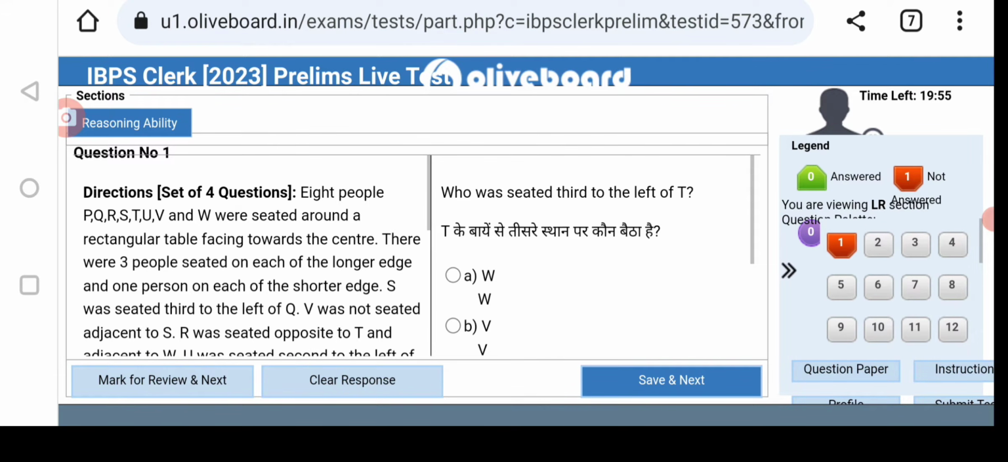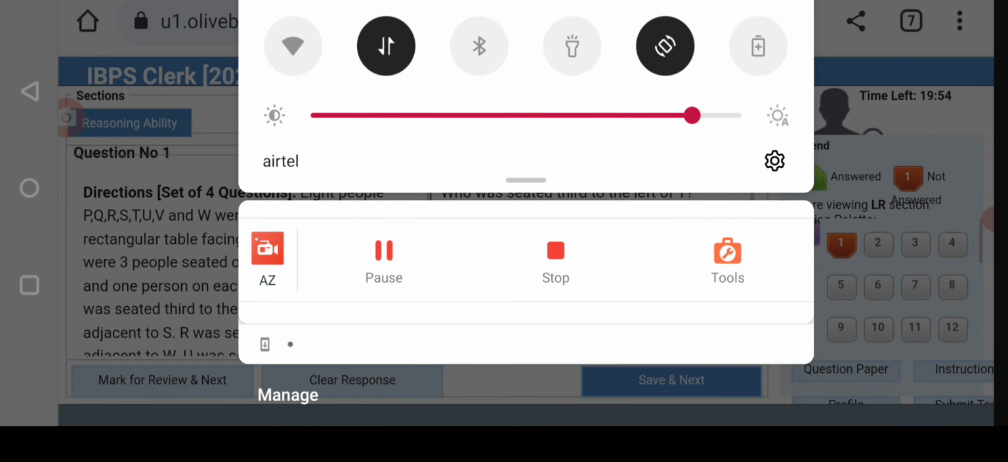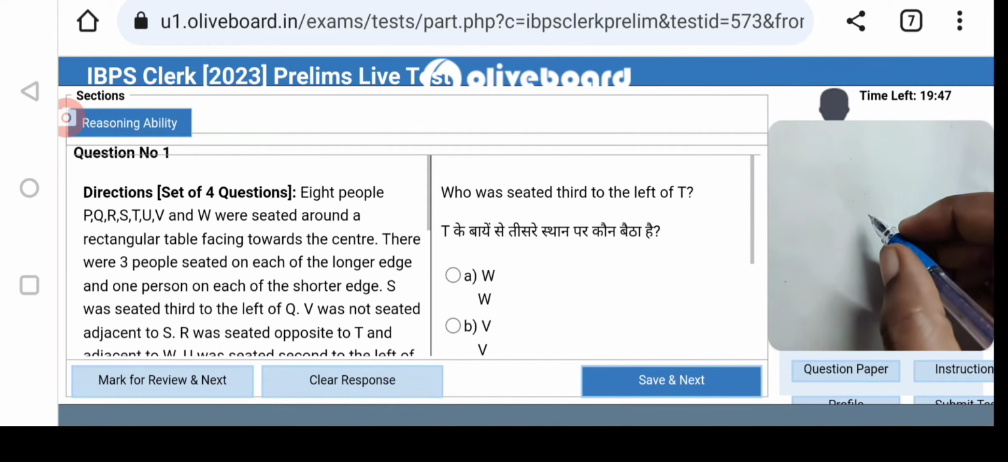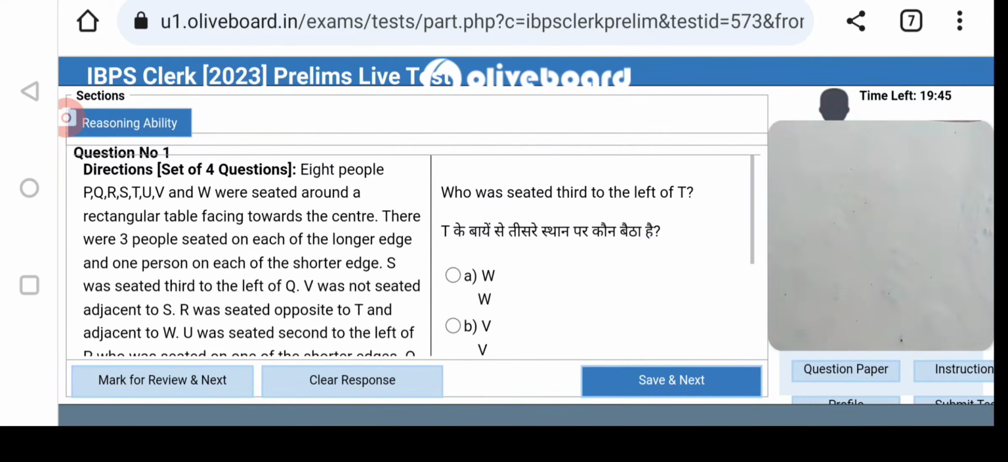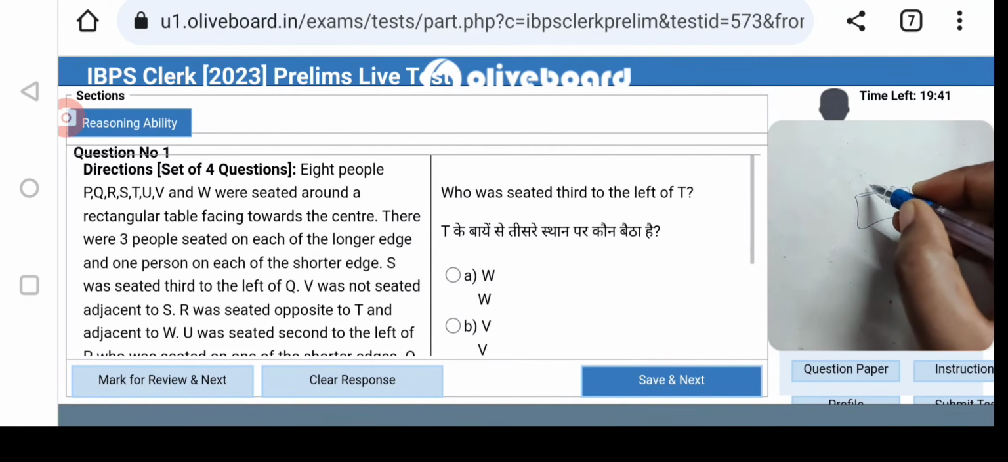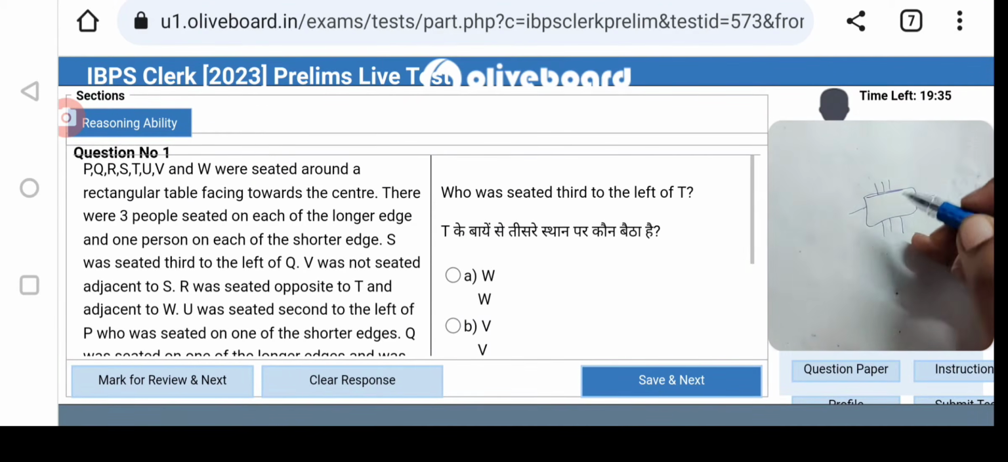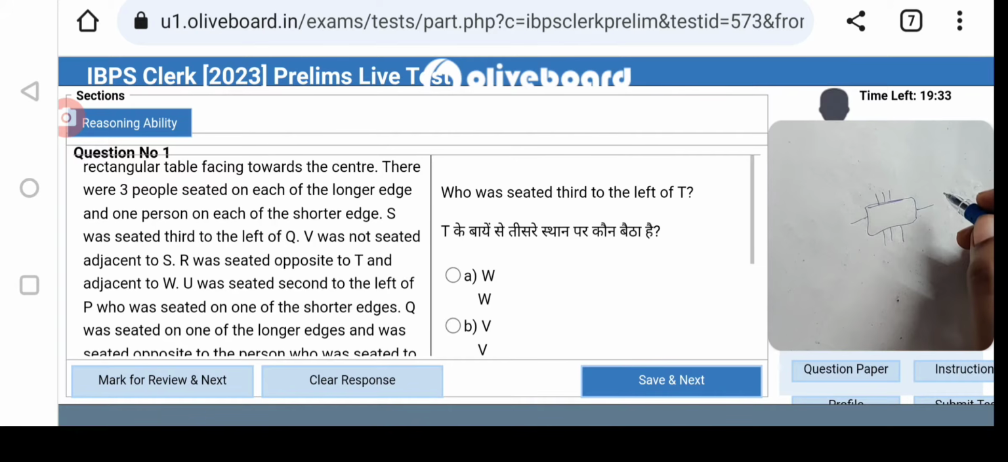So here 8 people, PQ up to W are seated around rectangular table. So 3 people seated along longer side and 1 person shorter side. So S is seated to the left of Q and V is not adjacent to the S, and R is opposite to T and adjacent to the W.